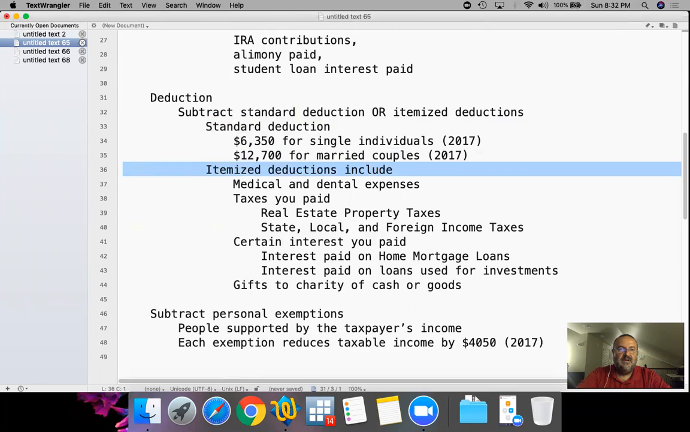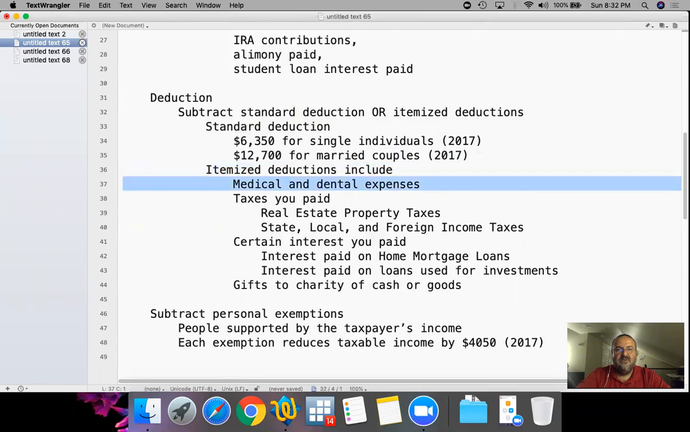So in any case, if you're going to itemize, then you're allowed to deduct medical and dental expenses. Any taxes that you paid, those include real estate property taxes, and if you paid any other income taxes to the state or your municipality or local government, your foreign income taxes, if you paid any. There are certain interests that you can deduct, for instance, the interest you pay on your home mortgage loans. And then loans used for investments, if you pay any interest on those, you can deduct it.